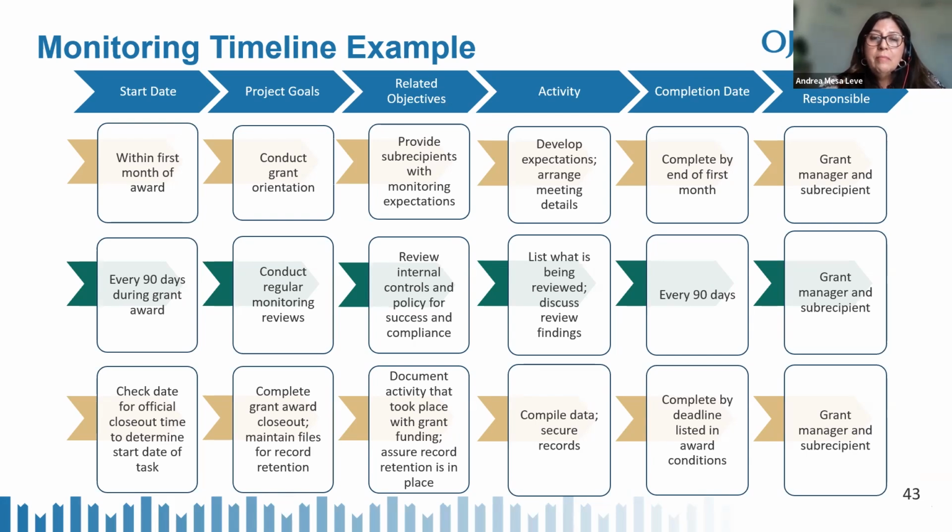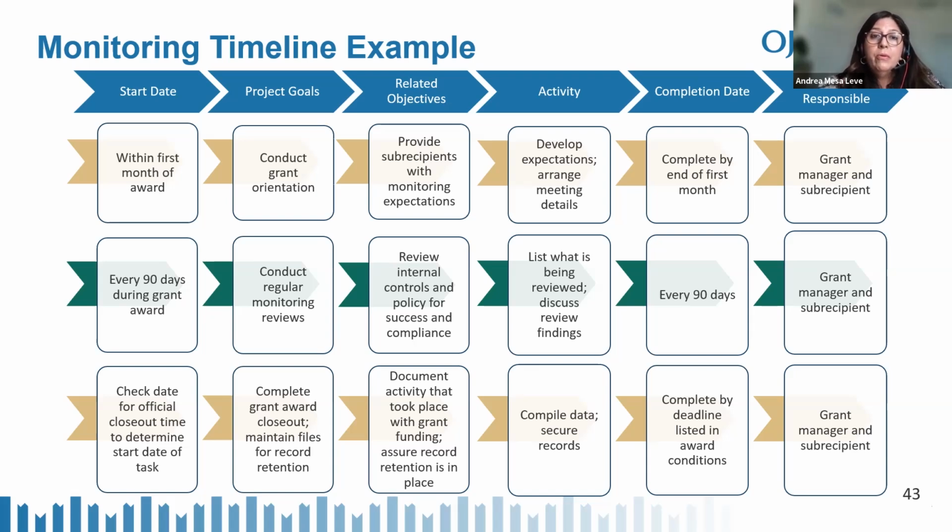For activity, maybe you need to develop a list of what to review. And this list can change with every meeting that you have. You will also need to discuss and document your review findings. And of course, the completion date is every 90 days. So again, you can put an actual date or the month, whatever you need to put in there. And then last, you list the person or persons responsible for completing that task and goal.